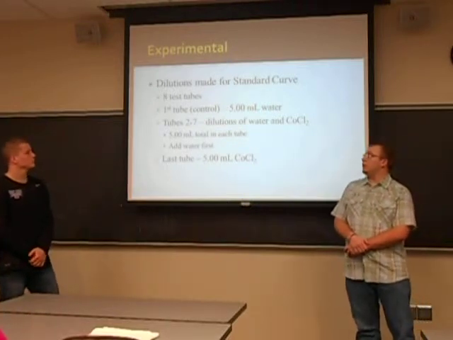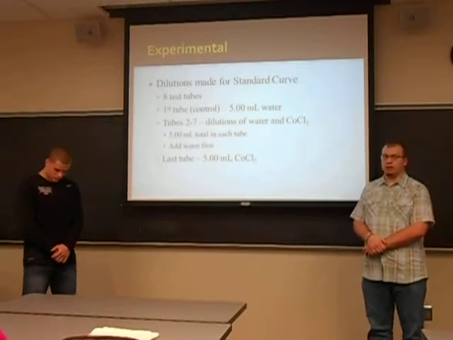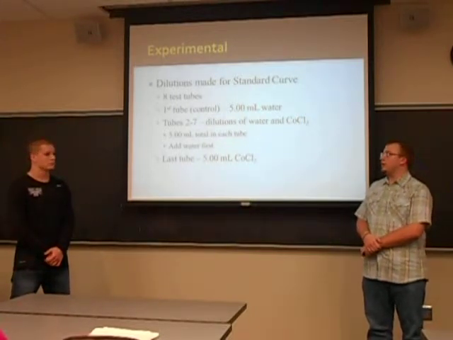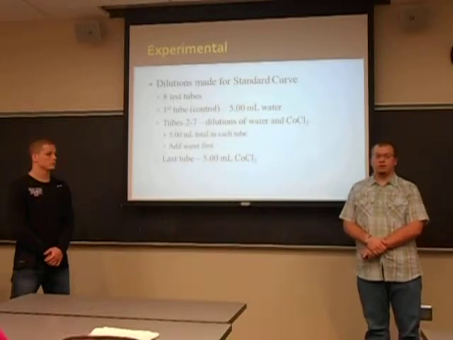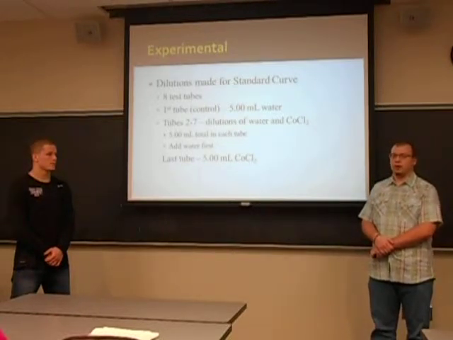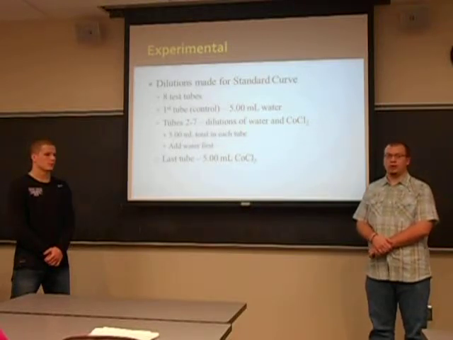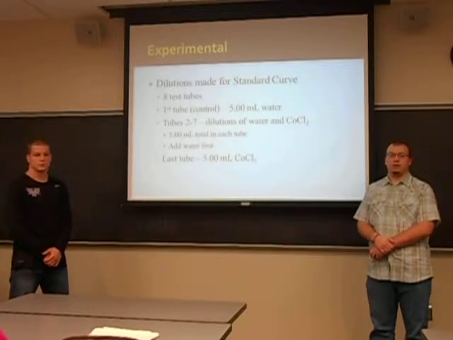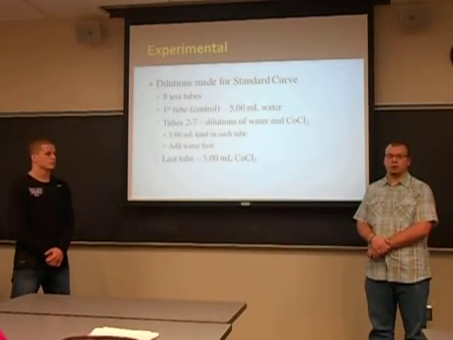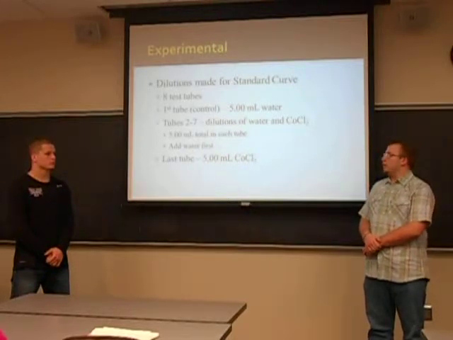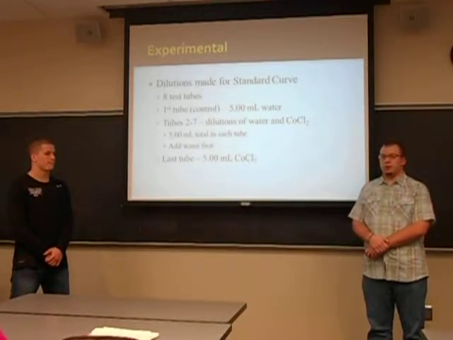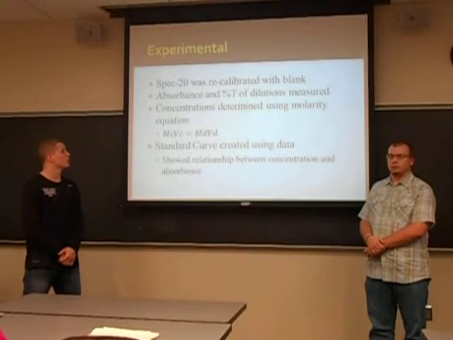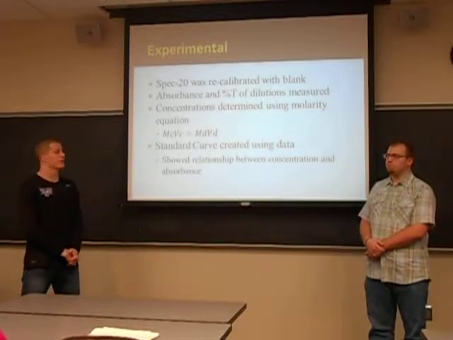Then we made a set of dilutions from the standard to make the standard curve. 8 test tubes were used in total, and the first tube was our control, which was filled with 5.0 milliliters of deionized water. Test tubes 2 to 7 were dilution sets, which contained different amounts of DI water and cobalt-2 chloride. The final tube was 5.00 milliliters of cobalt-2 chloride. We then recalibrated the Spec 20 with the blank.